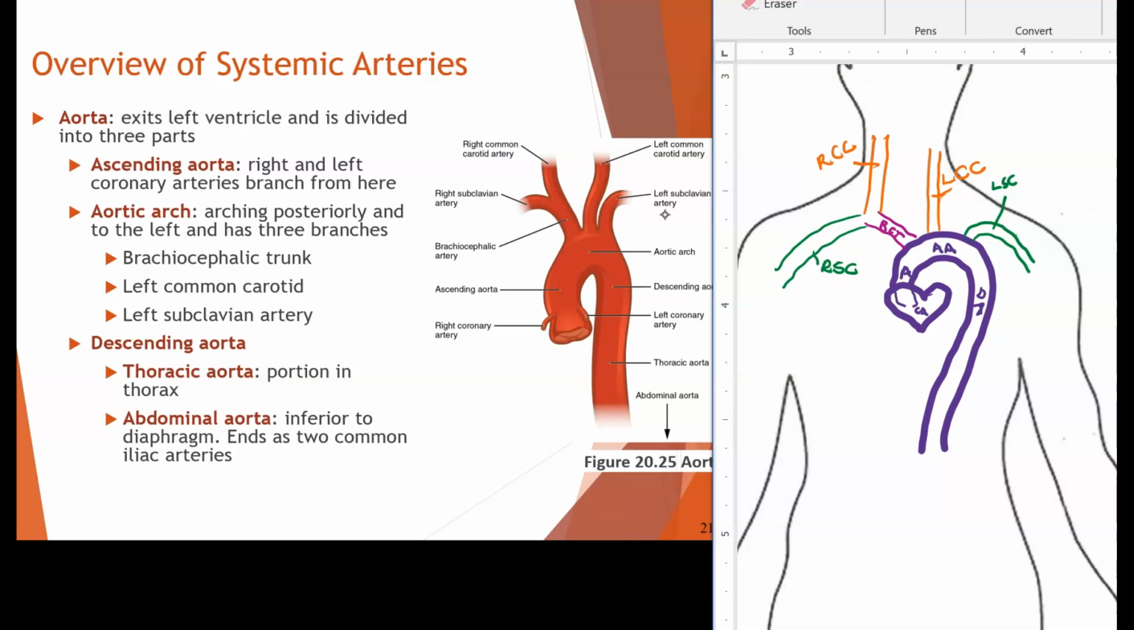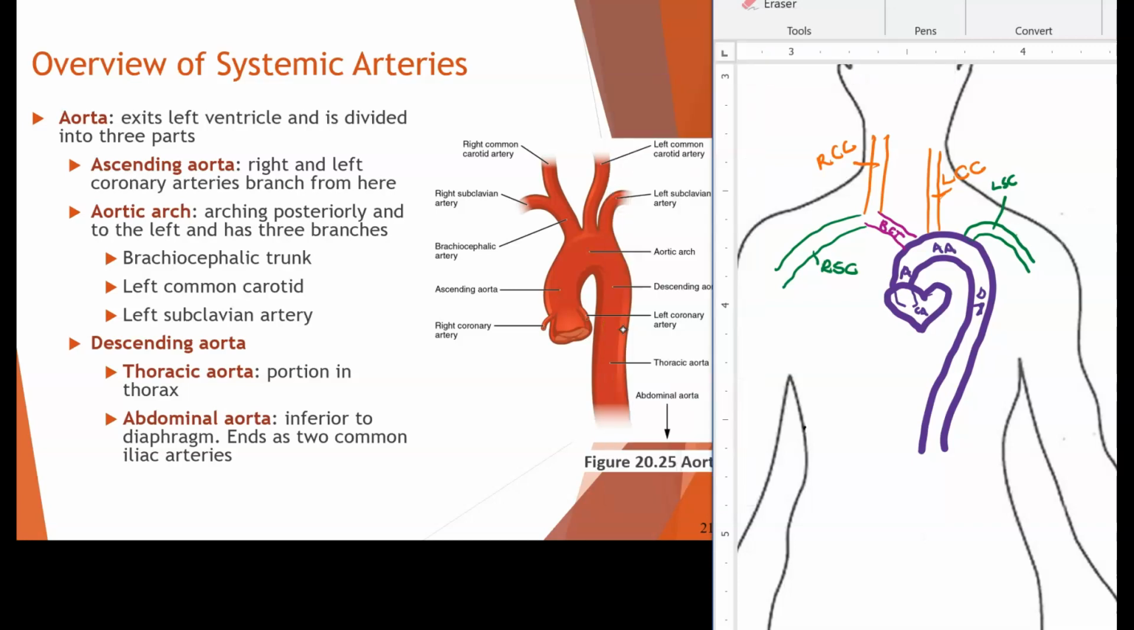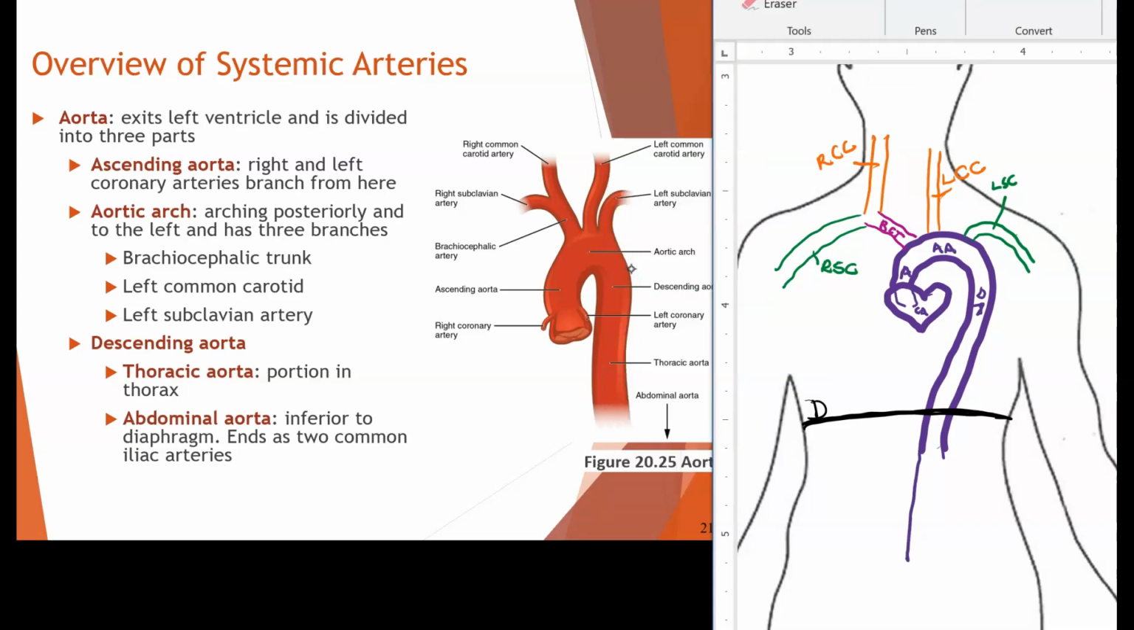And then the last thing I want to mention before we change slides is that your descending aorta is more specific than just descending aorta. On the floor of your thoracic cage, we have the diaphragm. So this black line is going to represent my diaphragm for now. And the portion of the descending aorta that is continuing down through the thorax is going to be called my thoracic aorta. Still the descending aorta, but I just know that I'm talking about the portion that is in my thorax. And then down here in the abdomen, this is going to be my abdominal aorta.